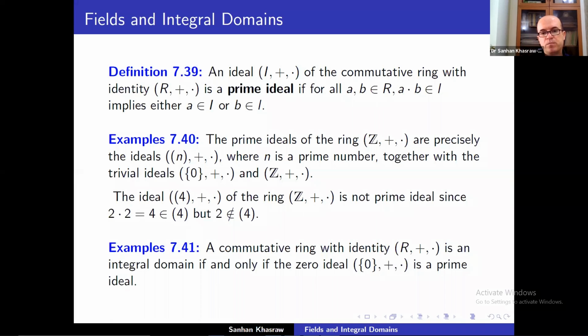So if we have a commutative ring with identity, then this ring is an integral domain if and only if the 0 ideal is a prime ideal. The proof is very simple. If R is an integral domain, then the 0 ideal is a prime ideal. If our ring has the 0 ideal as a prime ideal, then the result is an integral domain. So you only need to check whether the 0 ideal is a prime ideal, and then you can decide whether your ring is an integral domain or not.